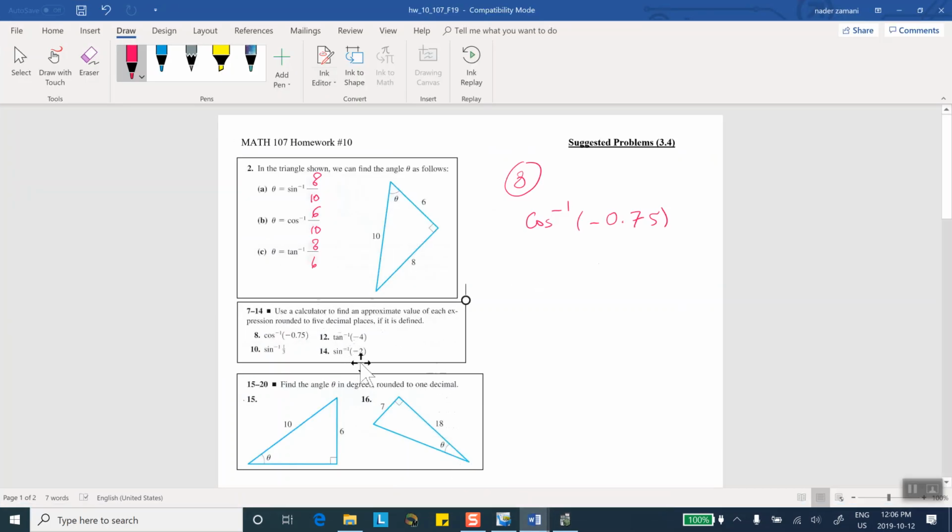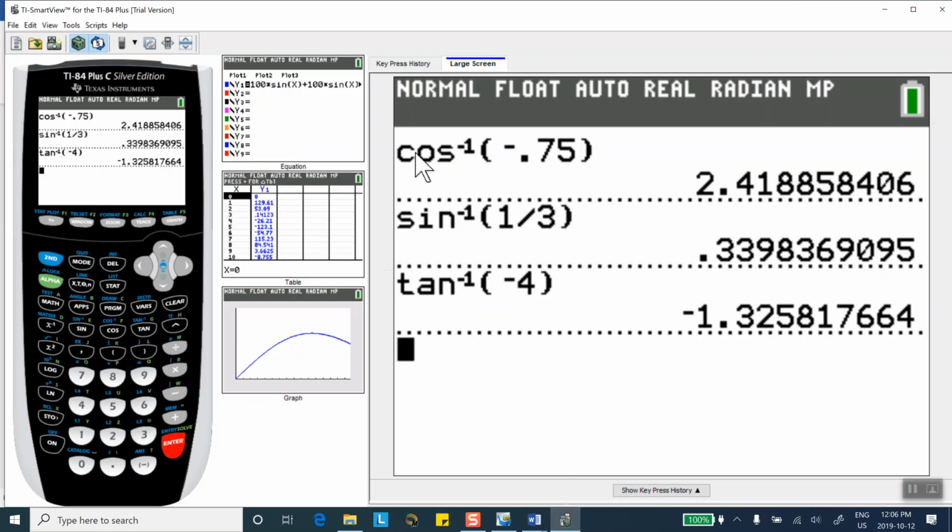Next one is sine inverse of minus 2. So sine inverse, second function, sine inverse of negative 2. Please keep in mind that these answers are in radians, because when you do sine inverse, cos inverse, tan inverse, you get an angle, and the angle is either in degrees or radians, but in the absence of any instruction, do it in radians.